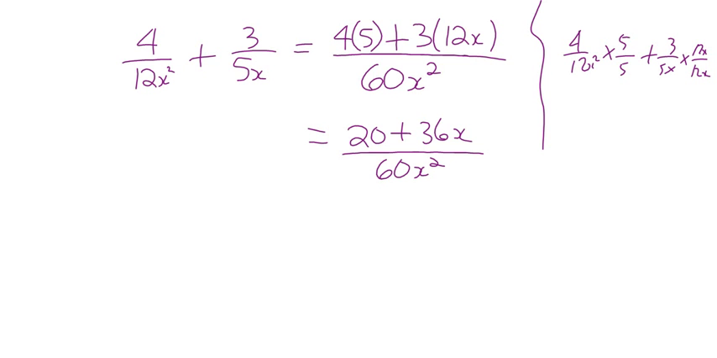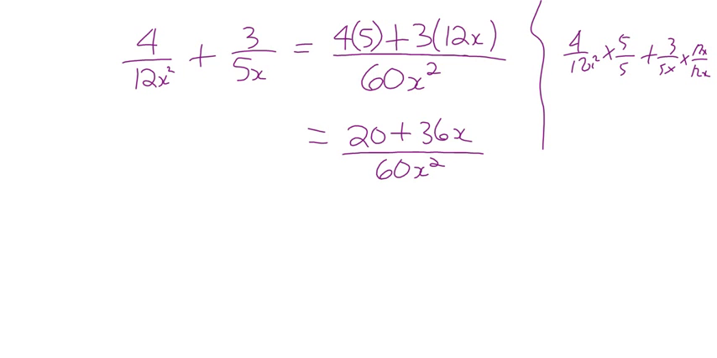Okay, is there a number that goes into 20 and 36 and 60? 2 does. What else? If 2 goes in, you could always try 4. Does 4 go in? Okay. If 4 goes in, you could always try 8, which doesn't, right? Okay. So, here's what we can do. We can divide everything by 4.